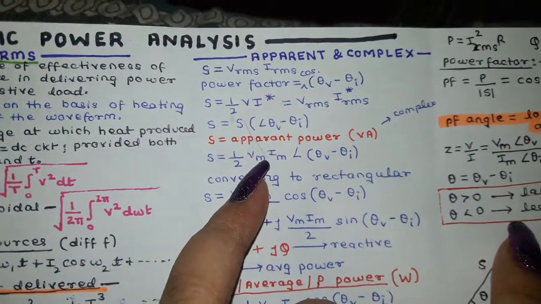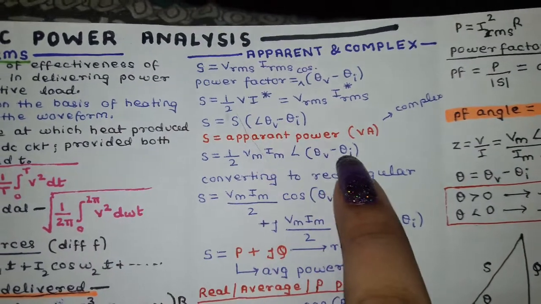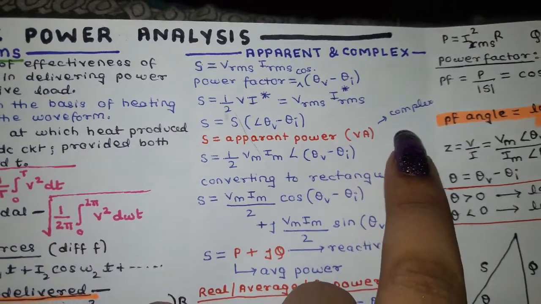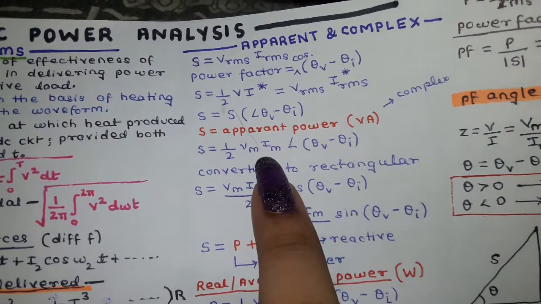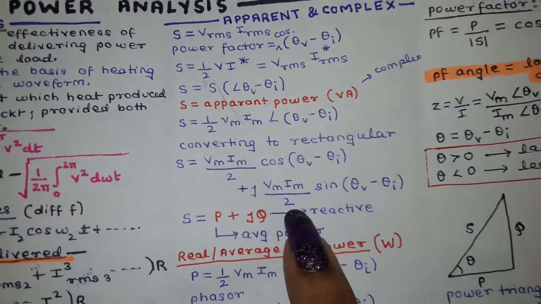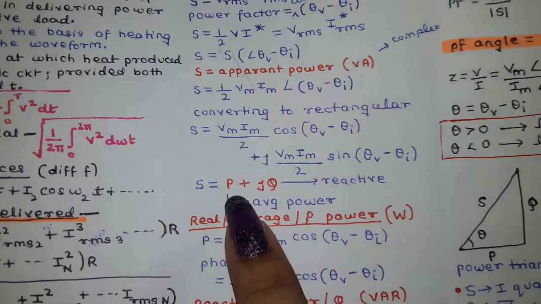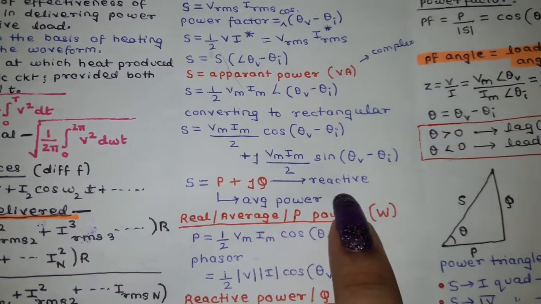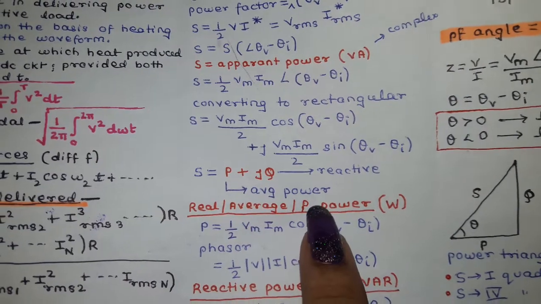Now let's talk about apparent power, denoted by S, which is measured in VA. It is a complex power denoted by this formula, and converting it to rectangular form, we get this formula. The general format is P plus jQ, where Q is the reactive power and P is the average power.